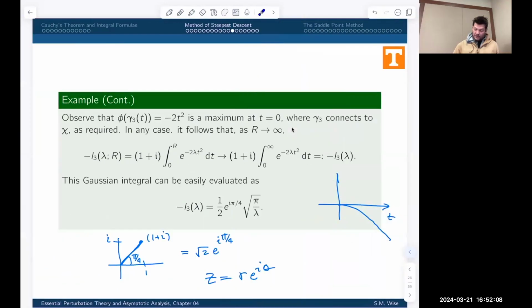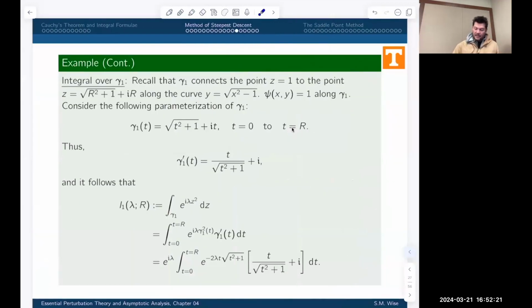So this first integral is quite easy, right? It's just a Gaussian. There's no asymptotic expansion of that at all, other than to say, well, okay, it's kind of asymptotic to 1 over the square root of lambda. This one we hope to get a bit more out of. So what is the contour integral over gamma 1?